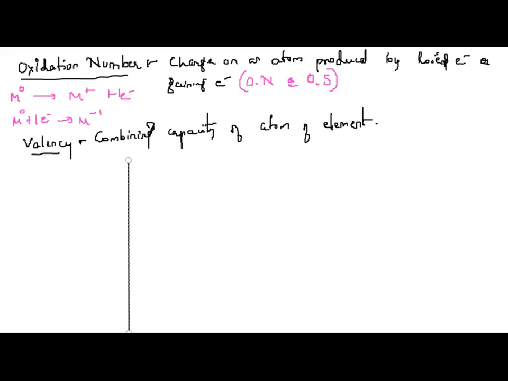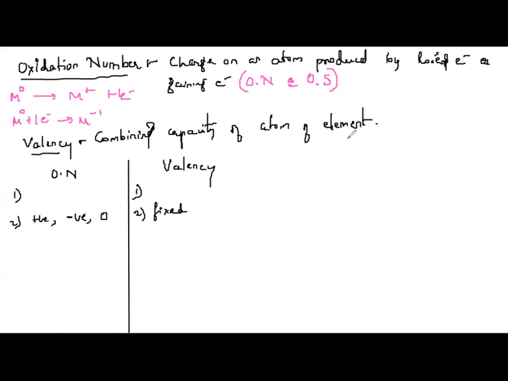Okay, so let me take here oxidation number and let me take here valency. Here we saw the definitions of oxidation number and valency. Oxidation number is the charge on an atom produced by losing or gaining electrons, and valency is the combining capacity of an atom of an element. Oxidation number may have a plus sign, that is, a positive value, it may have a negative value, it may have 0 also. Whereas valency of the element is usually fixed.